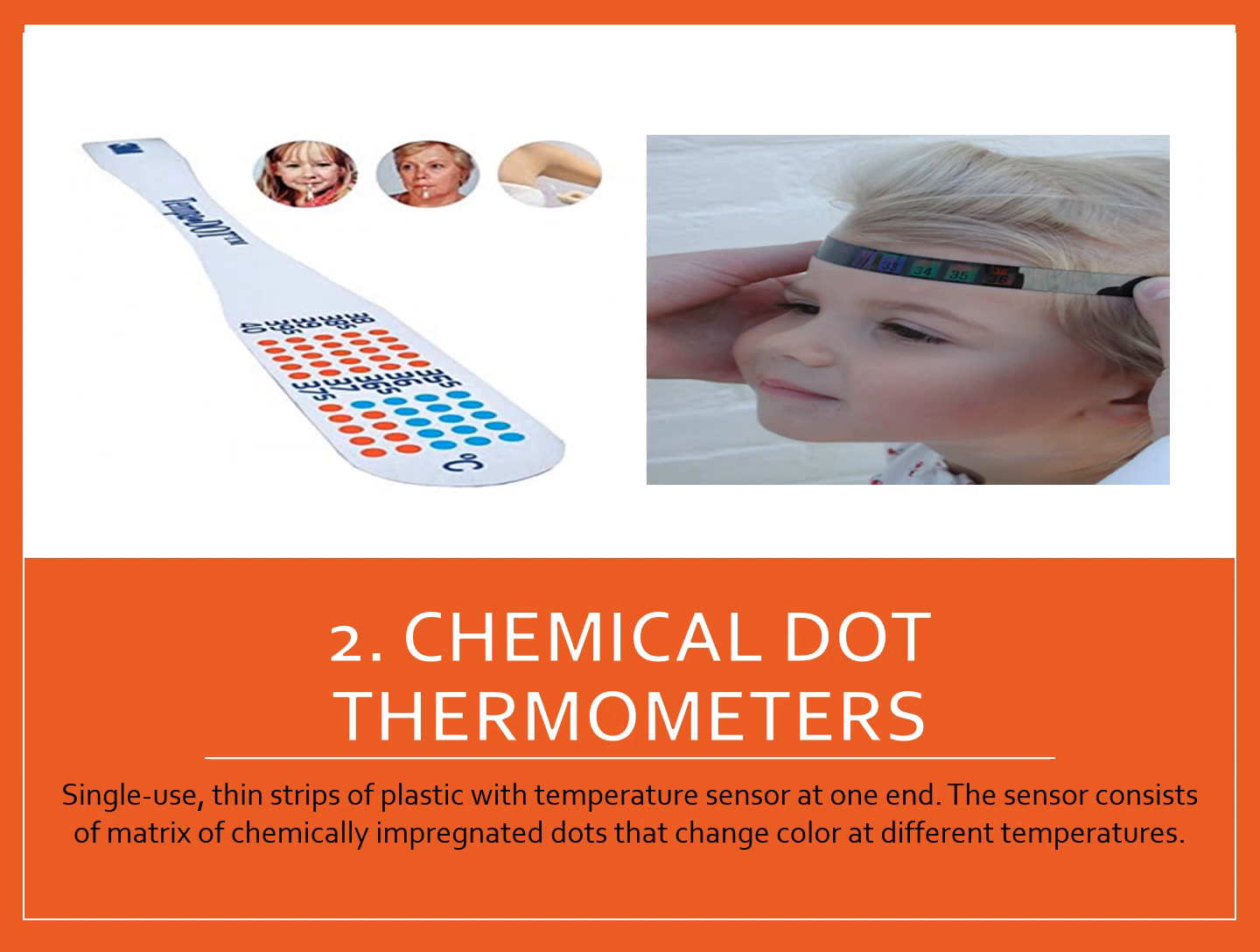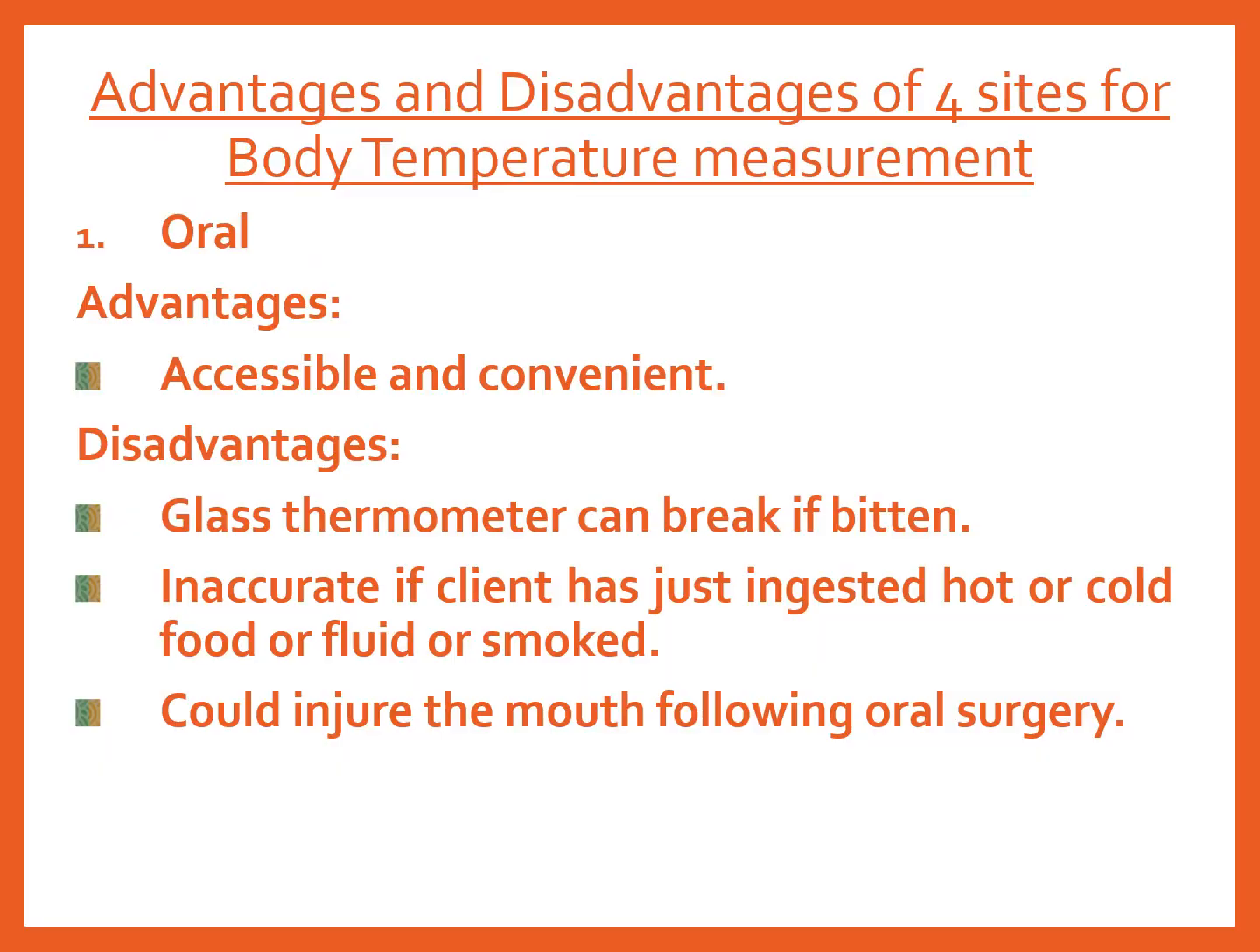Another kind of thermometer is the chemical dot thermometer. These are single-use, thin strips of plastic with a temperature sensor at one end. The sensor consists of a matrix of chemically impregnated dots that change color at different temperatures.